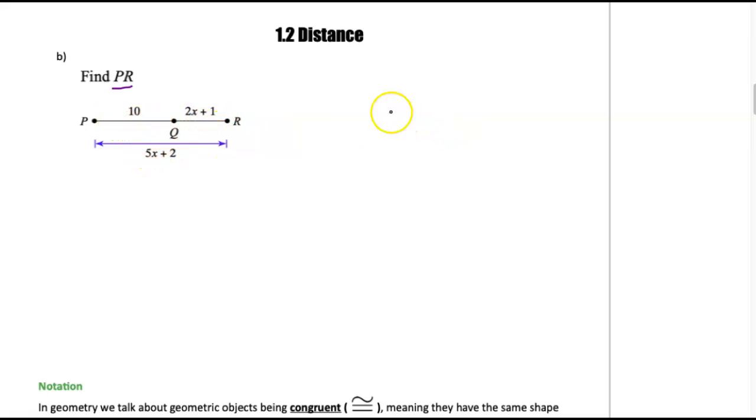And so just to write this out, we can say using our segment addition, we know that the measure of PQ plus the measure of QR is equal to PR. And this is our segment addition postulate.